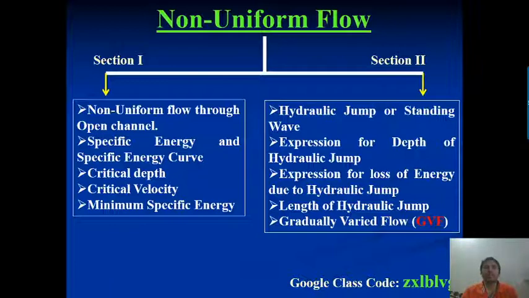These are the fundamental theories we are going to learn in non-uniform flow, where we first derive what specific energy means, and suppose there are different depths of water in any natural channel, then how the specific energy curve is plotted, right? The next task, once we have plotted the specific energy curve, is to derive the critical depth. So we derive the equation for critical depth, then the equation for critical velocity, and then the equation for minimum specific energy.